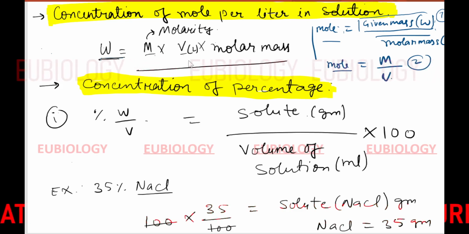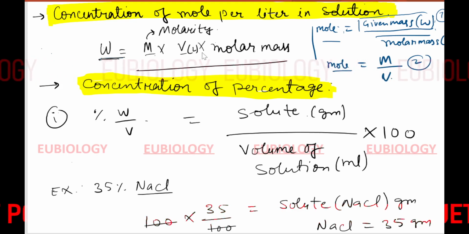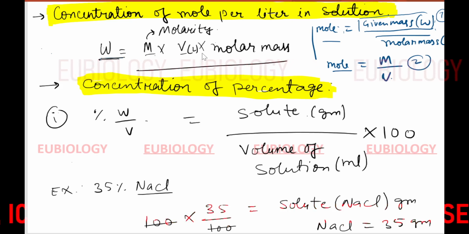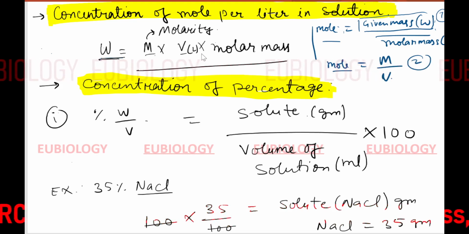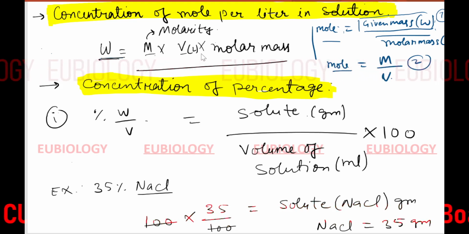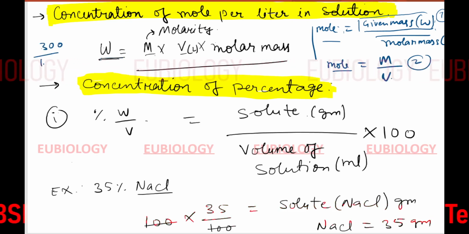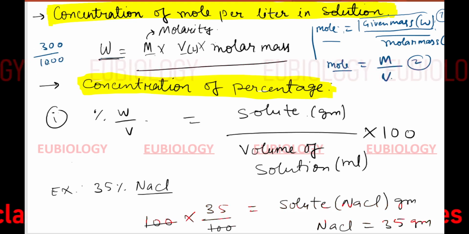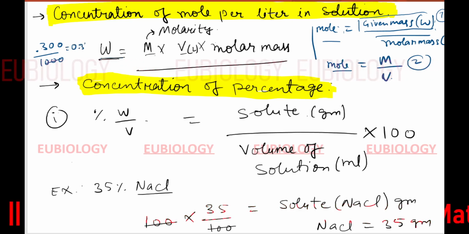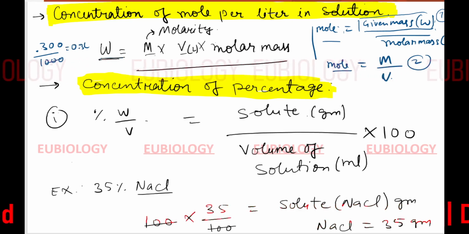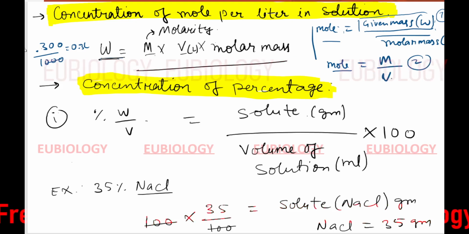Remember, the volume will be in liter. If it is 1000 ml, or 200 ml, or 500 ml, or 300 ml, you have to convert it into liter. If I say there is 300 ml, how much liter will it be? You just divide by 1000, so it will be 0.3 liter. I hope you understand how to make a conversion also. That is the most important thing.